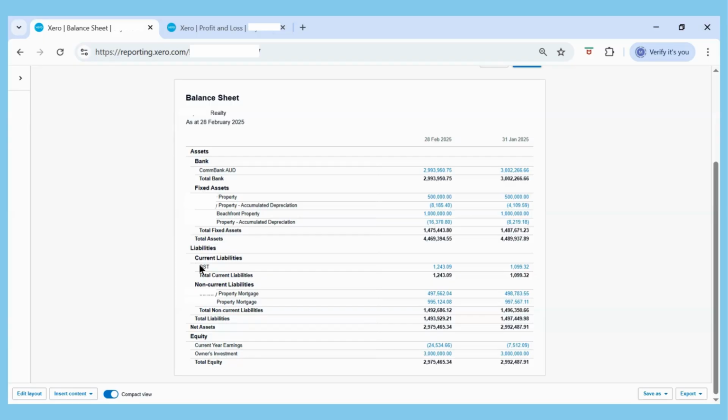These amounts are payable and are owed to the ATO, or the Australian Taxation Office. This is a result of GST on income being greater than the GST on the purchases made.